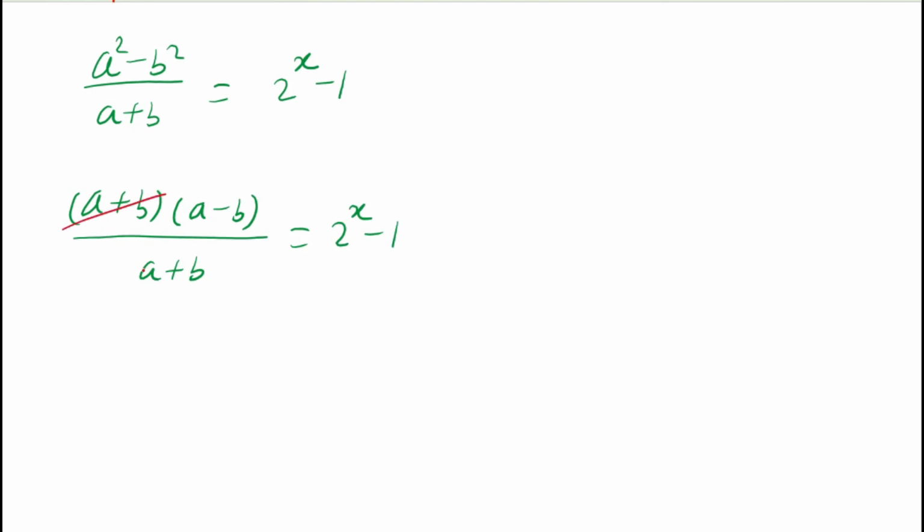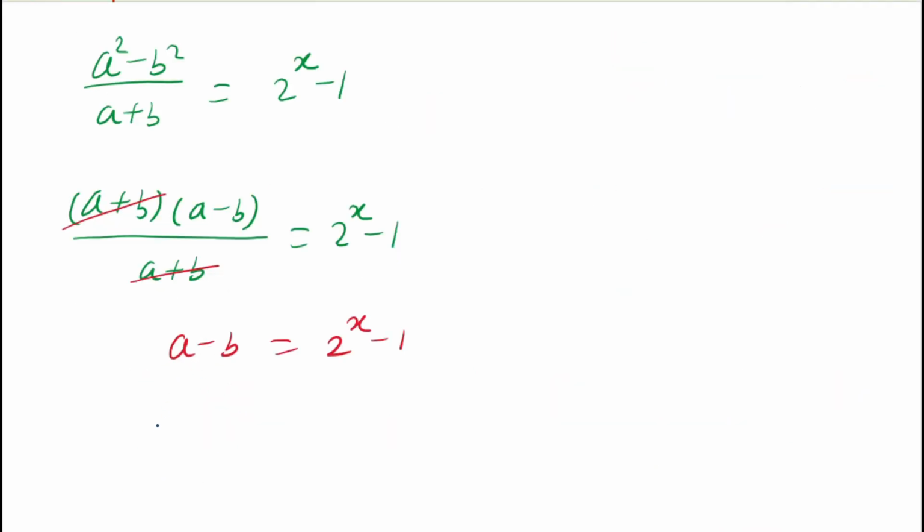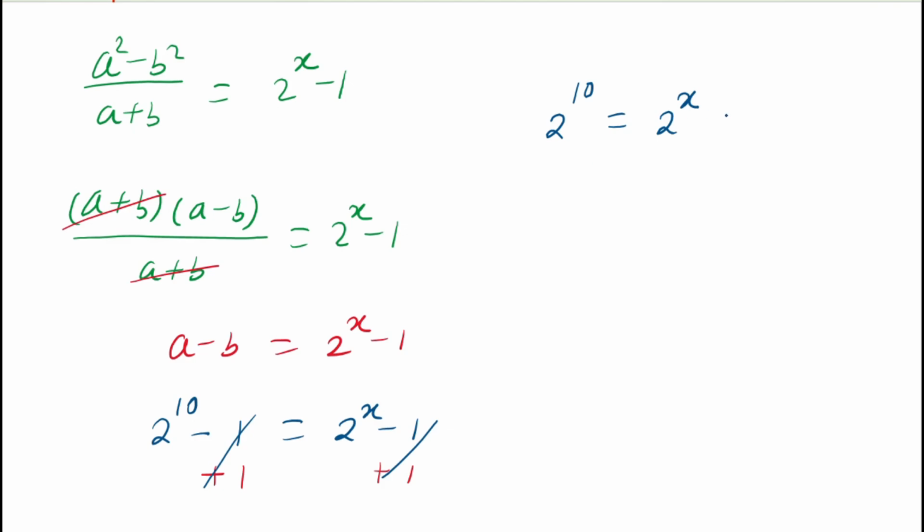Now this a + b and this a + b cancel out. Here a - b is equal to 2^x - 1, and we know that the value of a is 2^10 and the value of b is 1. So a is replaced by 2^10 and b is replaced by 1, so 2^10 - 1 equals 2^x - 1. Now if we add 1 to both sides, then on the left hand side the minus 1 and plus 1 cancel out, and on the right side also. Here on the left hand side we have 2^10, and this is equal to 2^x. Now the base is the same, so the power is also the same, so we can say x equals 10.